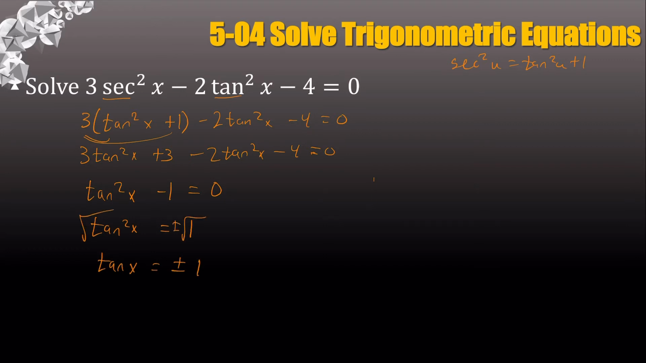So where does tangent equal 1? Well, tangent is y over x, so I want the y and the x to be the same. So that's here at pi over 4, and here at 5 pi over 4, that's where it equals positive 1. Here's 3 pi over 4 where it's negative, and 7 pi over 4 where it's also negative.